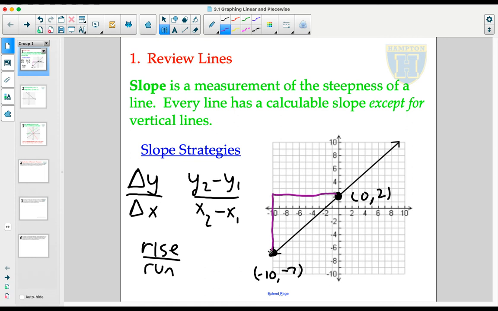So going up, we're moving up from -7 all the way up to 2. That's an increase of 9. Then we move from -10 all the way over to 0. That's an increase of 10. The slope formula and our different slope strategies end with us thinking of this slope as a fraction, where 9 is the change in y and 10 is the change in x.